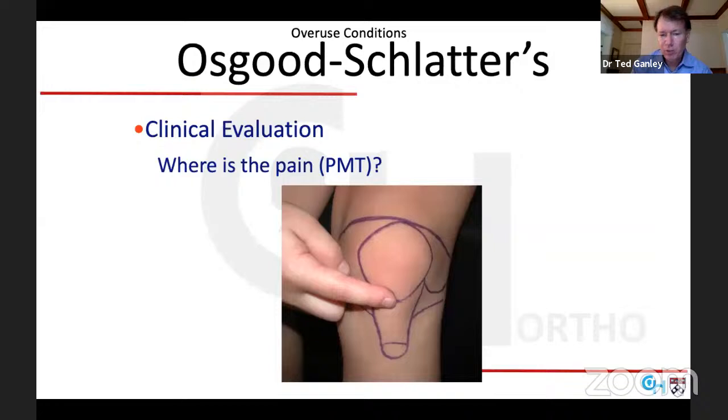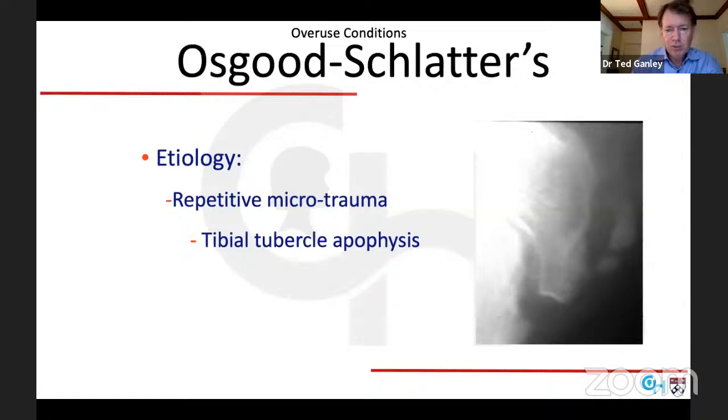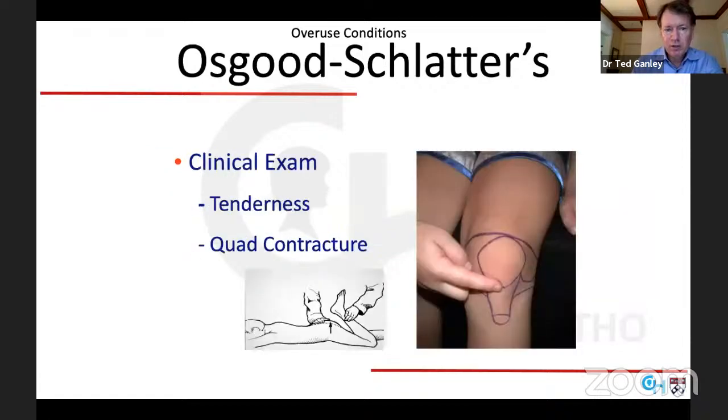We like for patients to point to the point of maximal tenderness. This was a physician drawing, but I will actually give the kids in my office a pen and have them circle the area that's the worst for them. It's at the tibial tubercle apophysis for Osgood-Schlatter's. Clinical exam is tenderness and quad contracture.